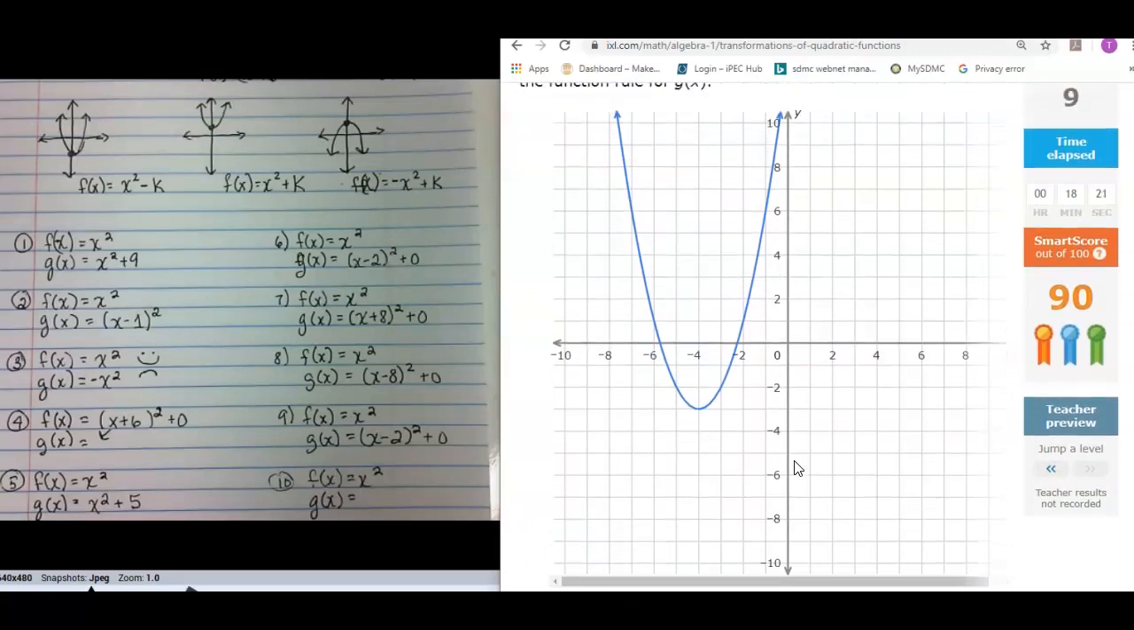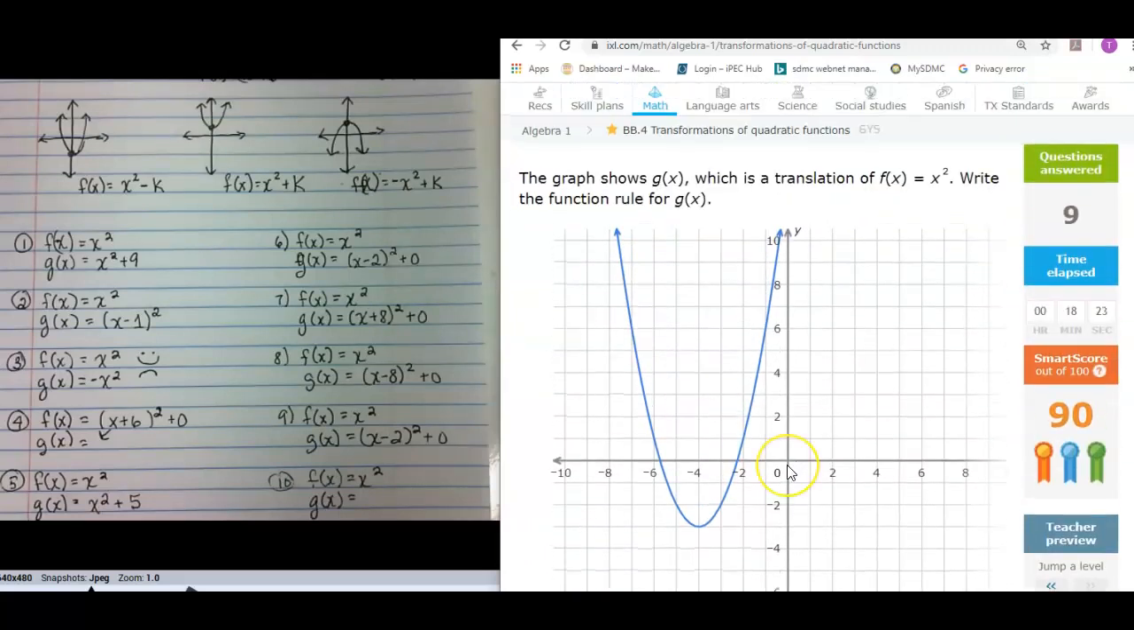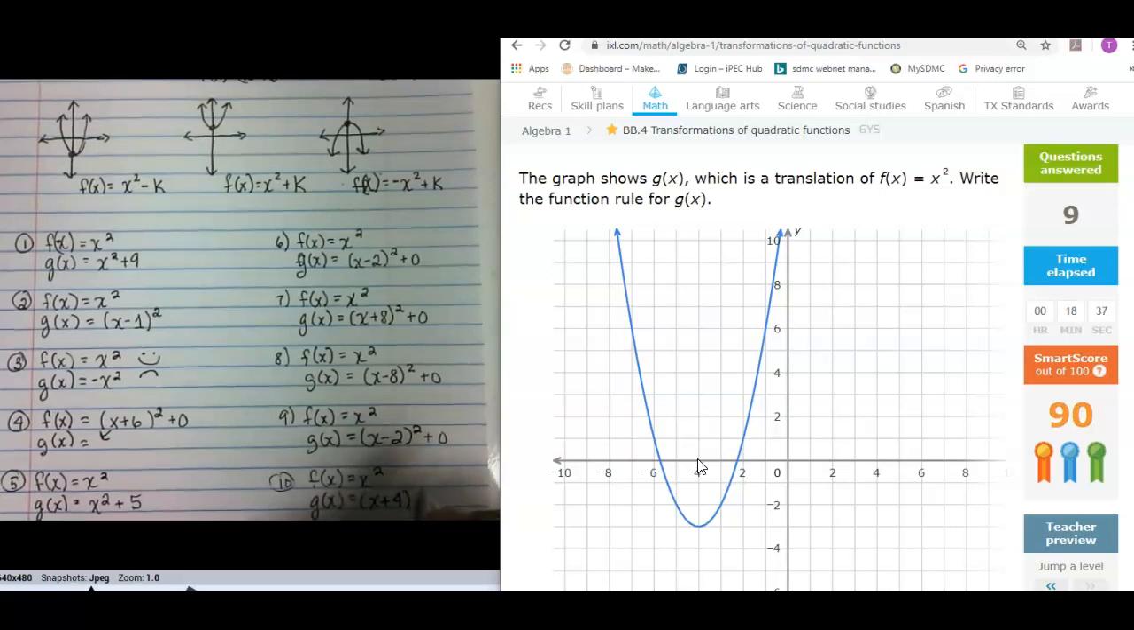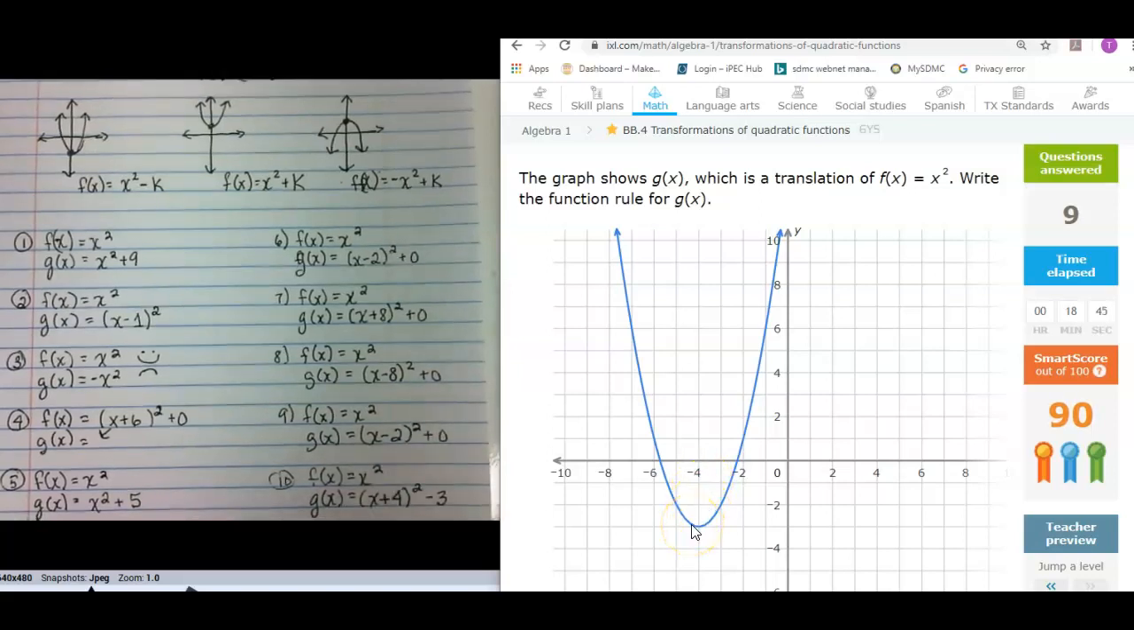So here we go. What happened first? We always deal with the x first. So here, the vertex is at -4, -3. So that tells me that my function moved 4 to the left. So to get back to 0, 0, I would have to add 4. What kind of function is it? It's a quadratic. Then what happened is I moved down 3. And so this would be my answer, x plus 4 squared minus 3.